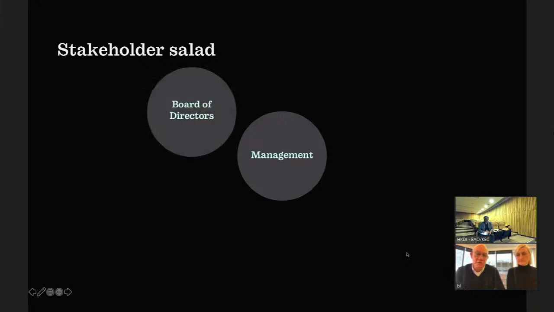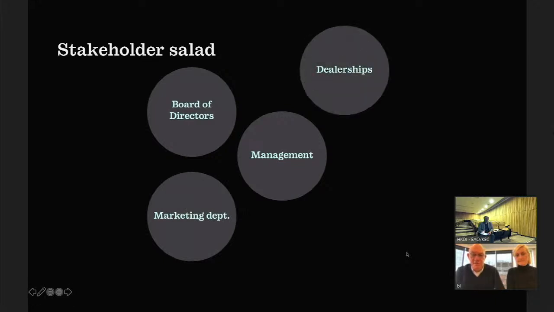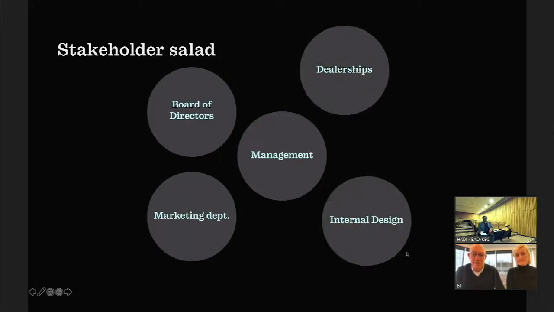And it's not only the management, but it's also the board of directors, the marketing departments, the dealerships in this case, and the internal design department. There are a lot of people in each of these groups, and all of them have to be aligned on how this brand should look in the future. So that was our biggest challenge, to make all these people agree on one direction.